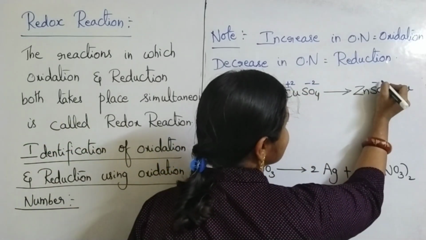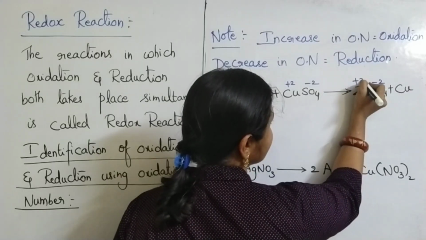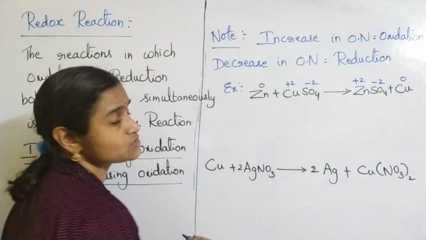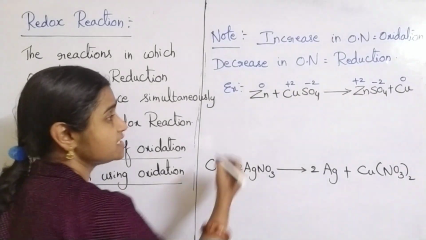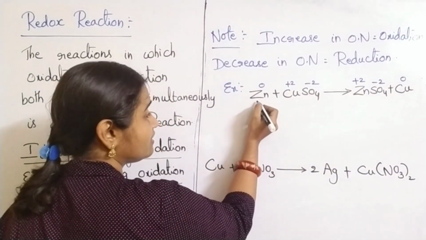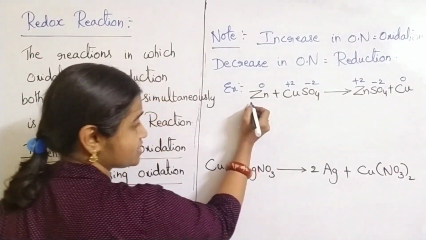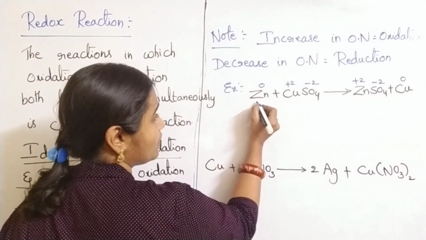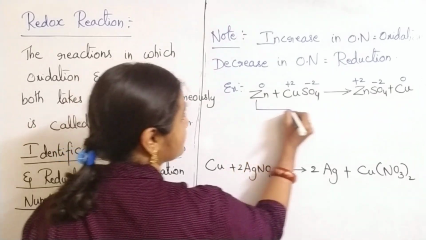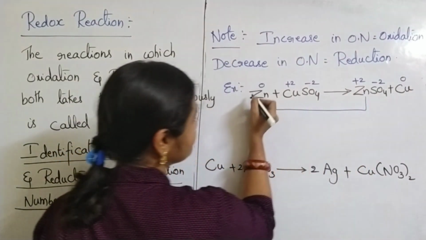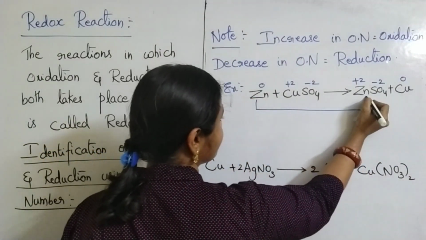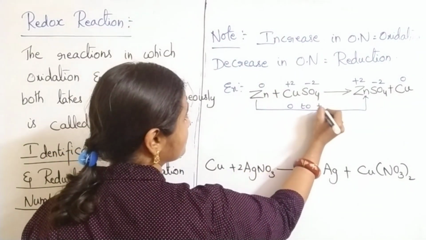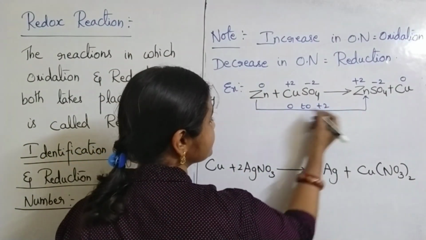Similarly here also, for the sulfate ion -2, zinc will be +2, and copper in elemental state is 0. So after assigning oxidation numbers, let us compare from where to where increase in oxidation number happens and where to where decrease in oxidation number happens. Now see here, if you compare zinc from reactant side to product side, oxidation number is increased from 0 to +2.